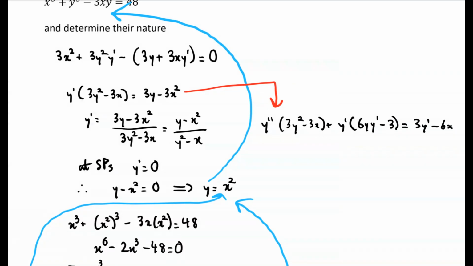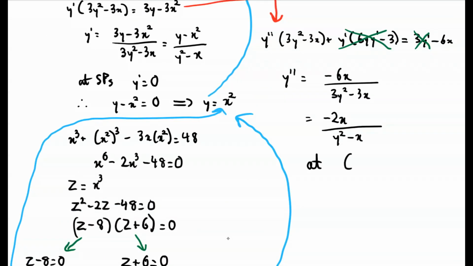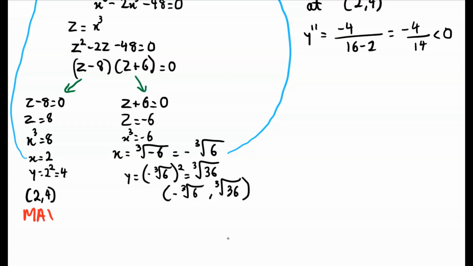But recall that we're working with stationary points, and this means that y dash is equal to 0, so we can cross out these two terms. And this gives us that y double dash is equal to negative 6x divided by 3y squared minus 3x, or negative 2x over y squared minus x. So let's start with the point 2, 4. So here, y double dash is equal to negative 4 over 16 minus 2, which is negative 4 over 14, and this is less than 0. So this means that this point must be a maximum.